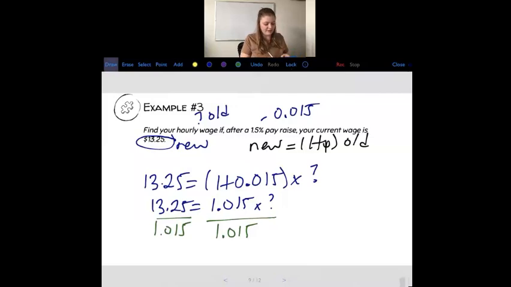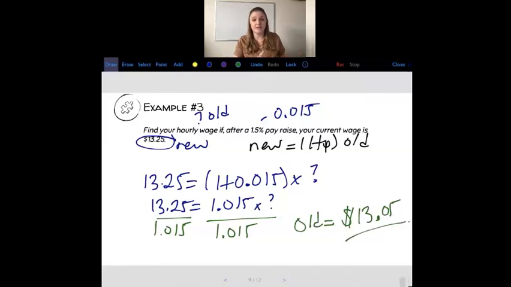So we have 13.25 divided by 1.015, and typically with money we round to the nearest cent, so our old would be $13.05. Okay, which makes sense. This was your old rate, so $13.05. You got a little bit of a raise, and your current rate is $13.25.